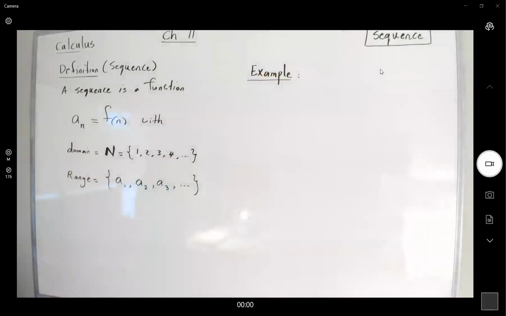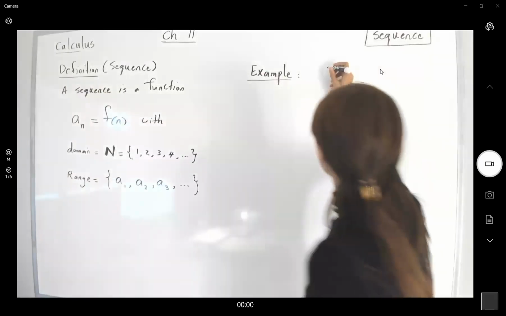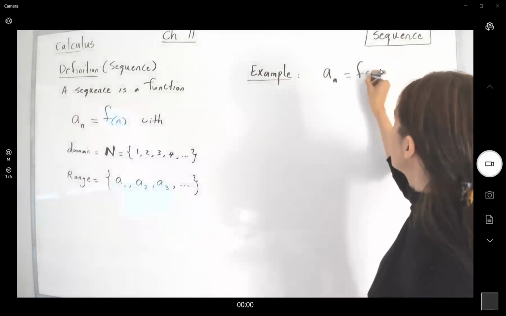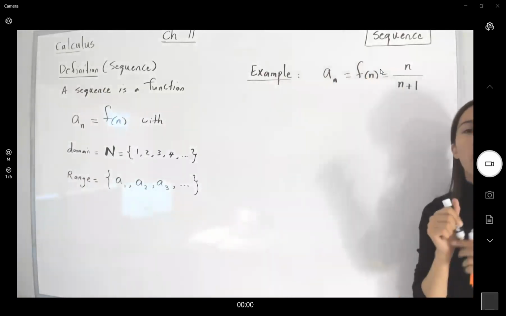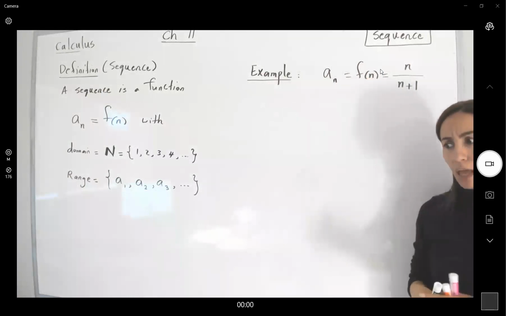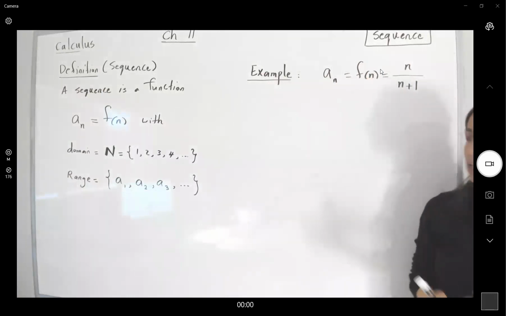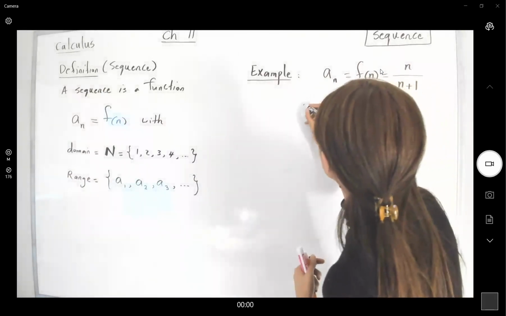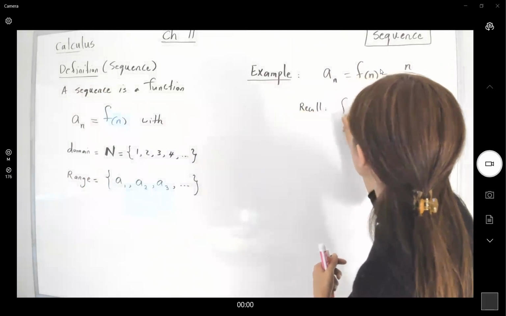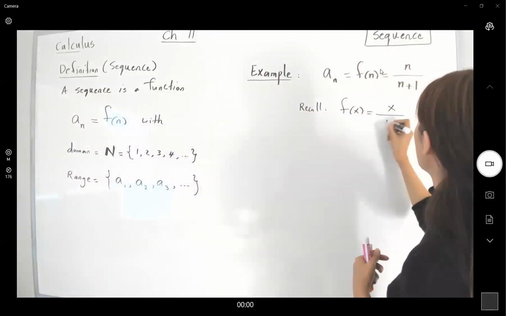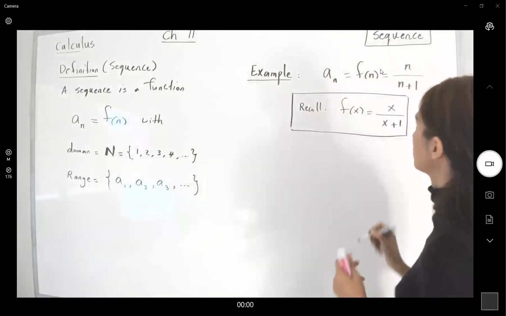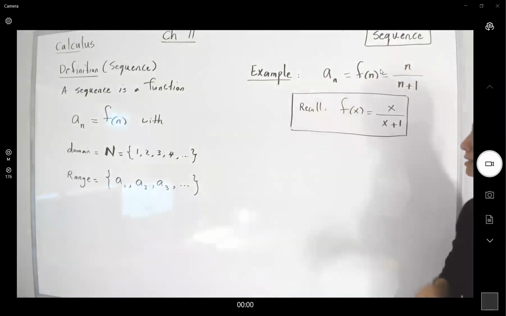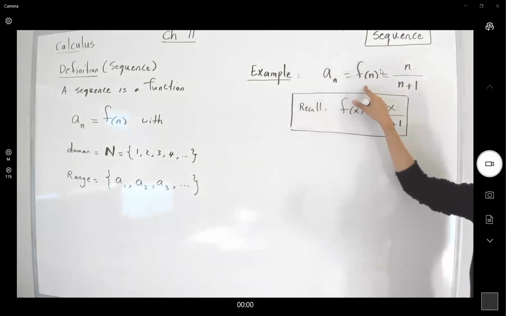So let us start by taking this sequence. A sub n, or f of n, is equal to n divided by n plus 1. Similarly, what you learned in elementary calculus was that f of x was equal to x divided by x plus 1. When you're talking about sequences, you're dealing with n natural numbers. What's the meaning of that?